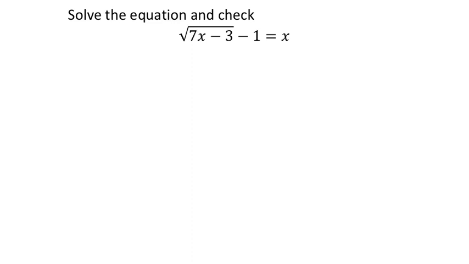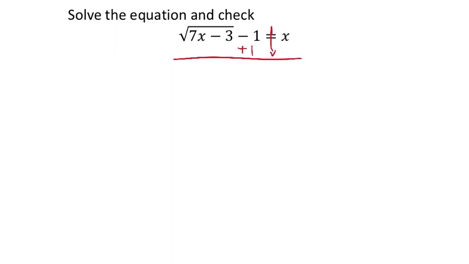So to solve this one, we need to isolate that square root, square root of 7x minus 3. Notice it's not like we would with regular equations where we're isolating the variable. We're isolating the square root so that we can square both sides. In fact, I guess you could square both sides right now, but it's going to be better to get rid of that minus 1. So let's do that first.